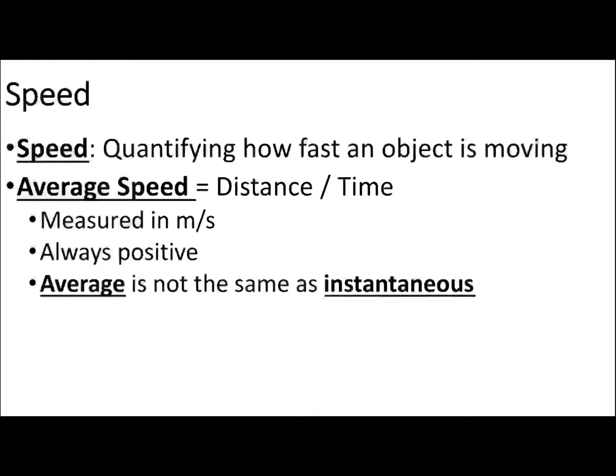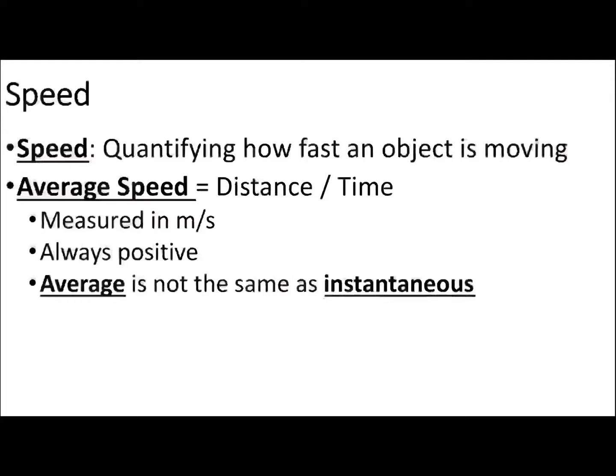We measure it in meters per second if we are doing SI units, but obviously we could measure it in any length over time. We could have miles per hour, kilometers per minute, or anything that we really want to. But our SI is meters per second. Speed is always a positive value. It doesn't really make sense to have negative speed. You can either not be moving or you can be moving at some speed.